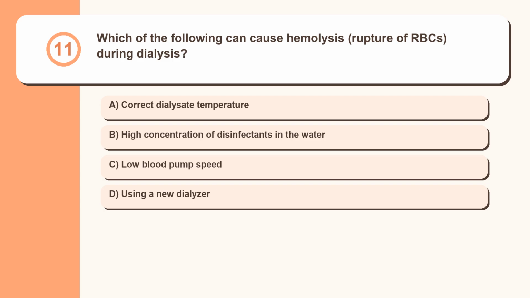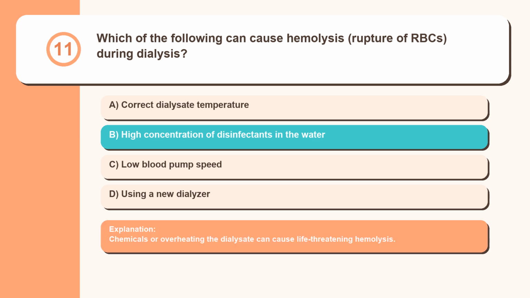Question 11. Which of the following can cause hemolysis, rupture of RBCs, during dialysis? Correct dialysate temperature, high concentration of disinfectants in the water, low blood pump speed, using a new dialyzer. Chemicals or overheating the dialysate can cause life-threatening hemolysis.